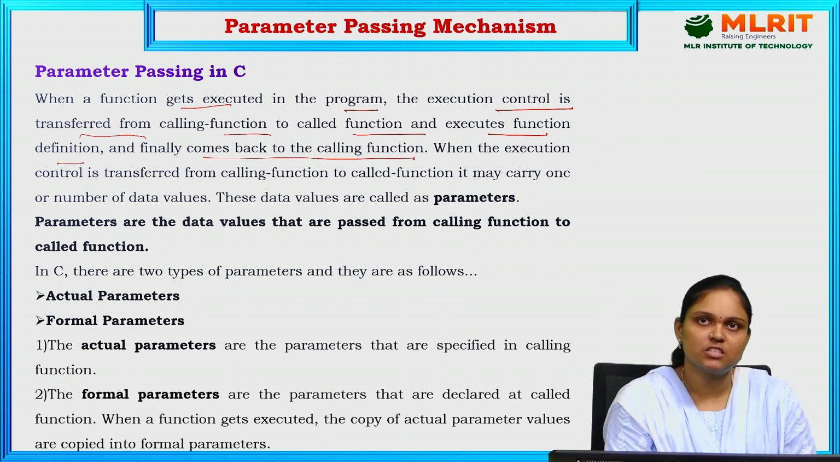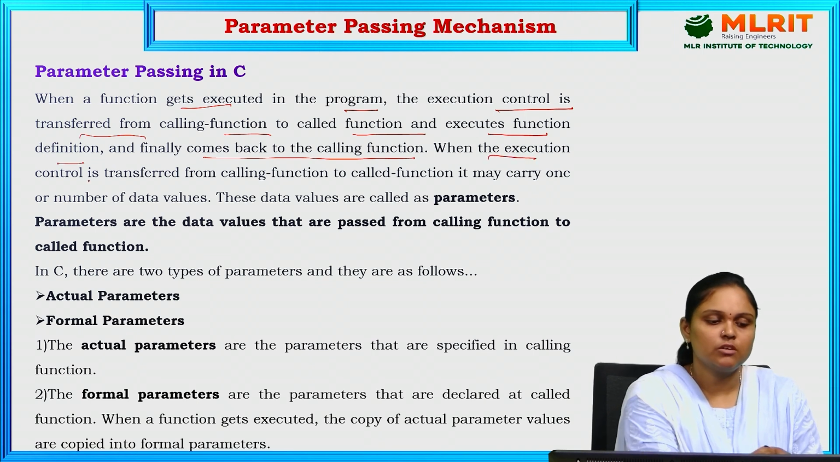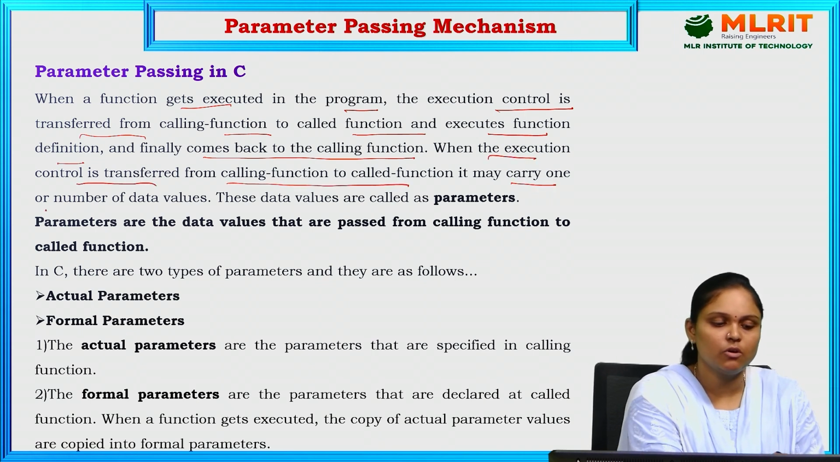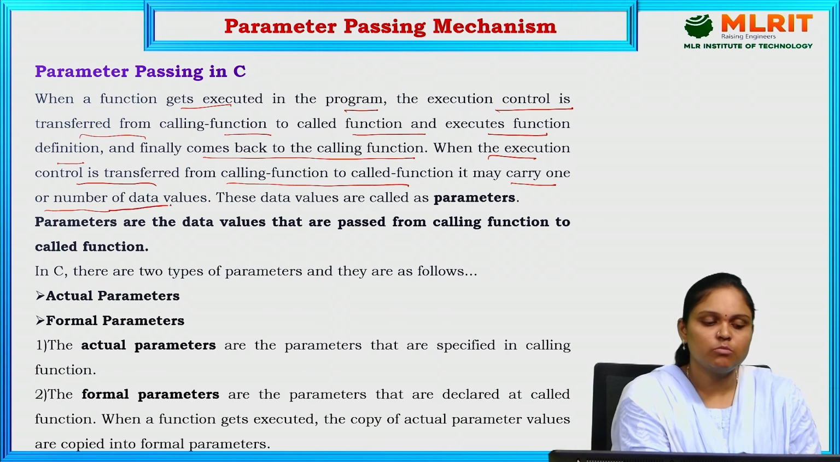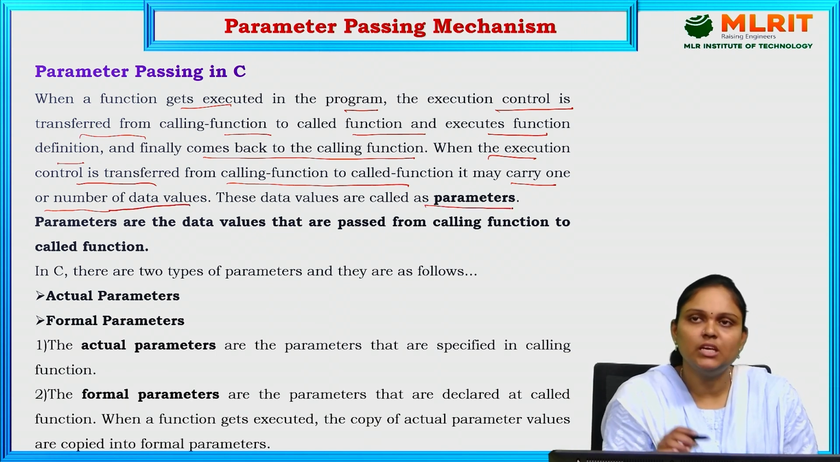Just now we have discussed the called function and the calling function. Whenever the function is called, it goes to the function definition. And after the execution completes in the function definition, it returns back to the main function, that is the calling function. So when the execution control is transferred from the calling function to the called function, it may carry one or more data values. Those data values are nothing but the parameters.